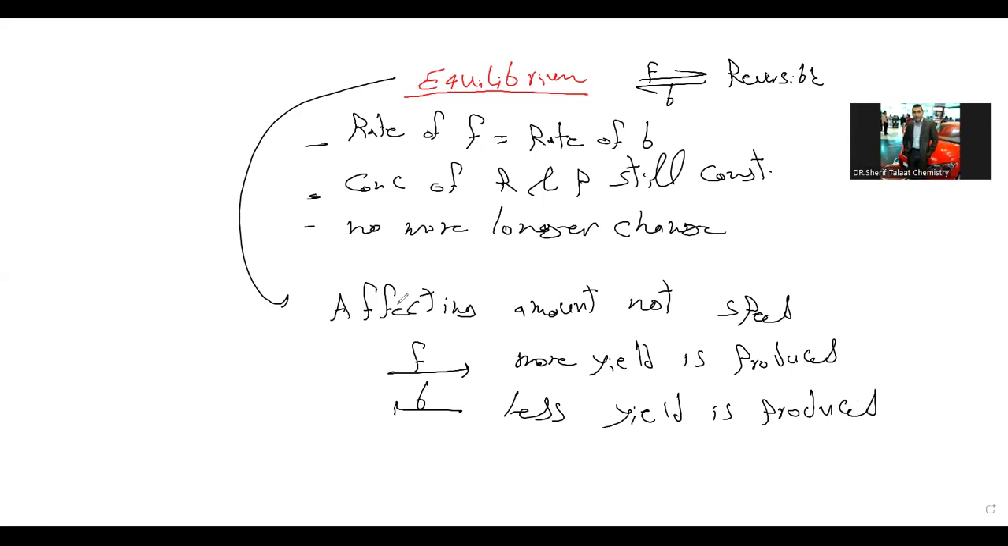So it depends on the direction, whether the reaction moves forward or backward. As the reaction moves forward, more yield or more product is produced, and if the reaction moves backward, less product is produced. And for the reaction to be reversible, we must have no product escaped.